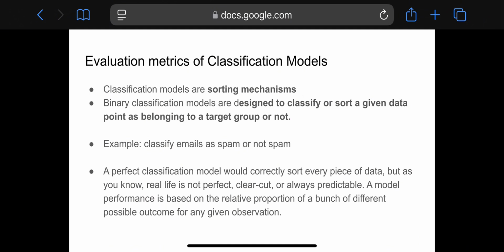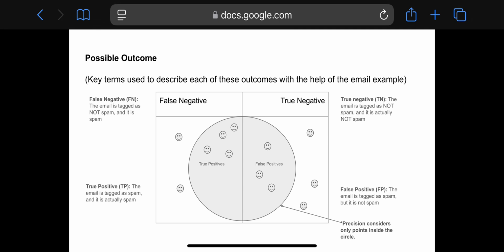So what is a classification model? Classification models are sorting mechanisms. Binary classification models are designed to classify or sort a given data point as belonging to a target group or not. An example would be classifying emails as spam or not spam. A perfect classification model would correctly sort every piece of data, but as you know, real life is not perfect, clear-cut, or always predictable. A model's performance is based on the relative proportion of different possible outcomes, which is how the prediction comes in for any given observation. This is where probability is really useful to know about if you are studying machine learning. You can see we have an example of how it works.